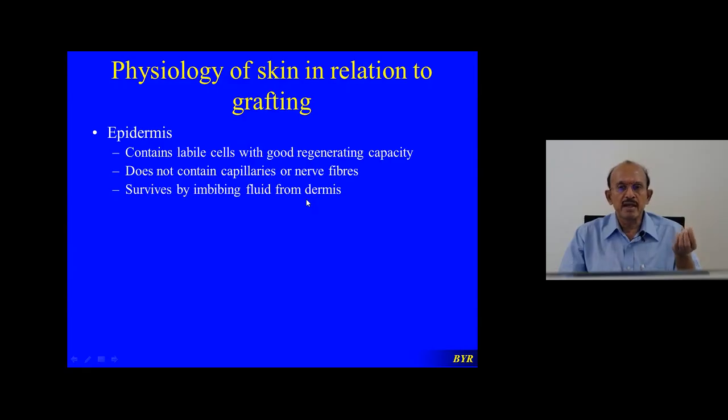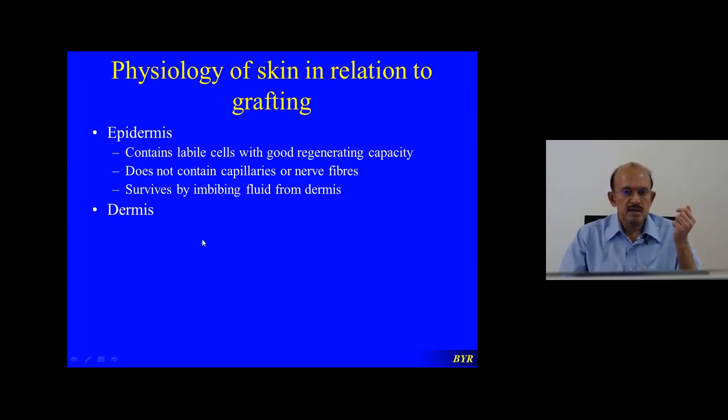So there is no direct nourishment from blood vessels. What do you understand by this? If you take away the epidermis and place it over a raw area where some fluid can be imbibed, the epidermis survives. These are the characteristic features of epidermis. It contains labile cells, that means it has great regenerating capacity. No capillaries, no nerve fibers, but survives only by taking fluid from underlying tissues.